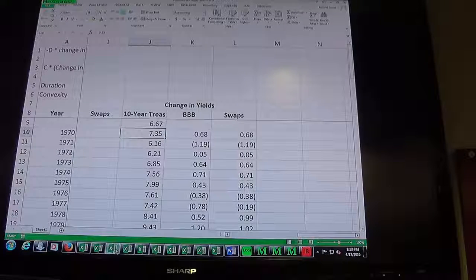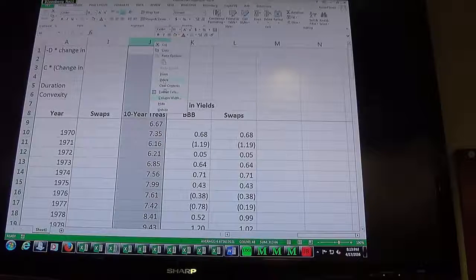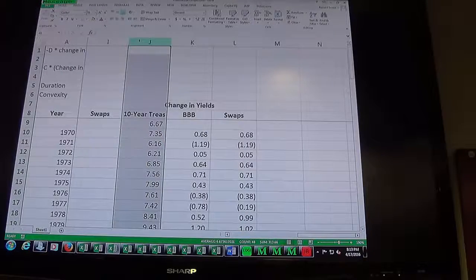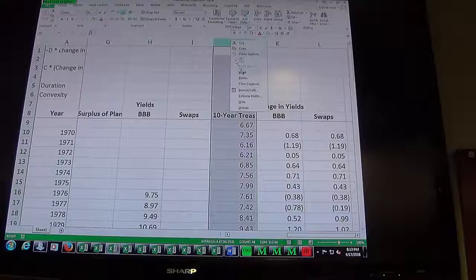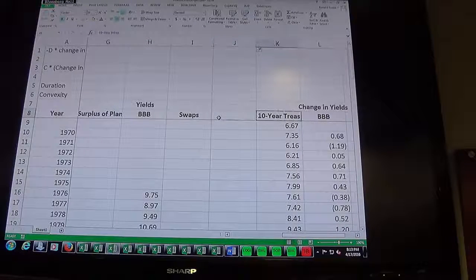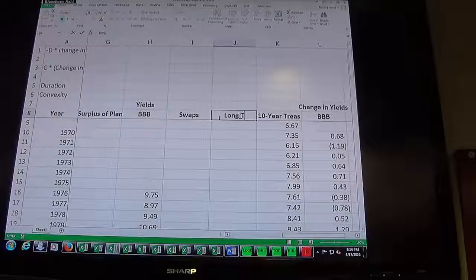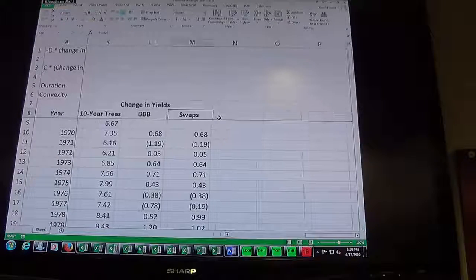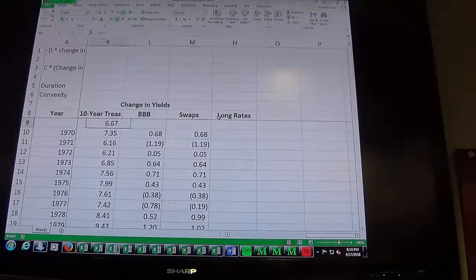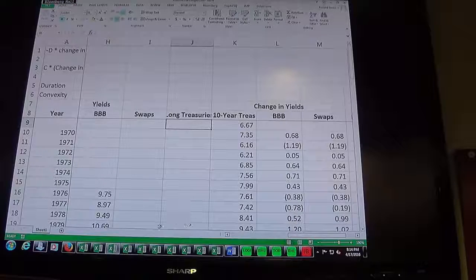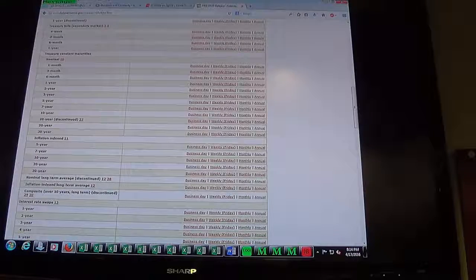So we use the 10-year to get us our intermediate term, but to get the long term, we need another bond. So we're going to put long treasuries here, and then our change in rates, we'll put long rates here. So for long treasuries, we can go back and we can do the 30-year.